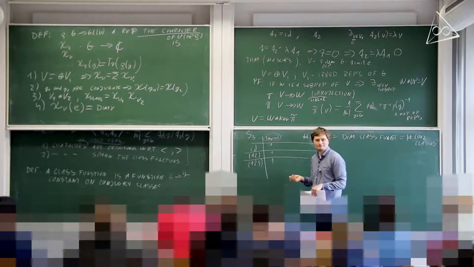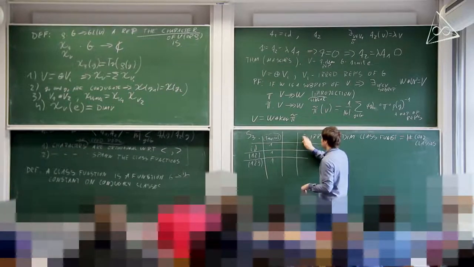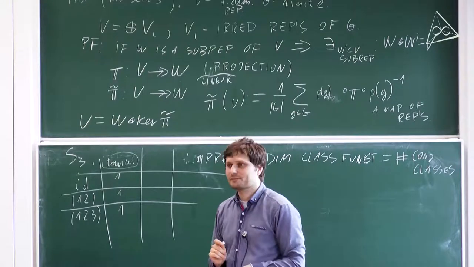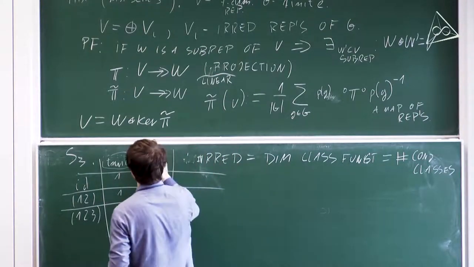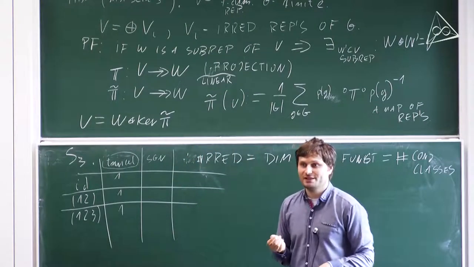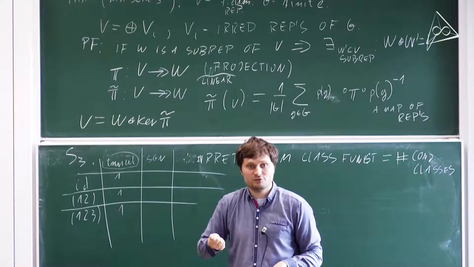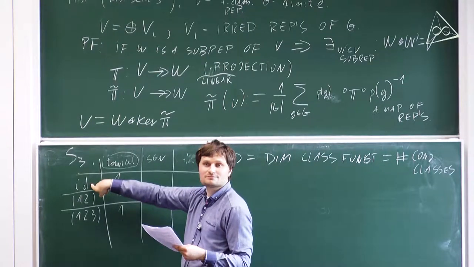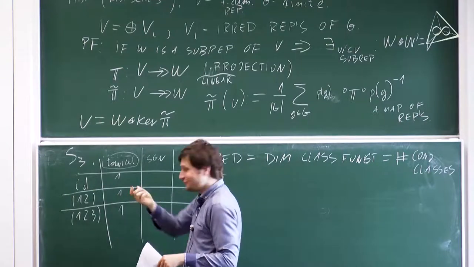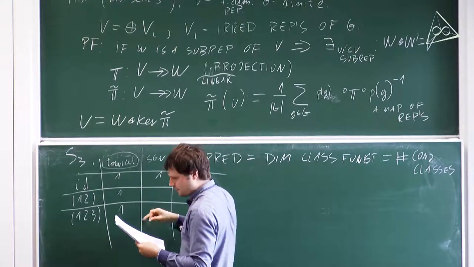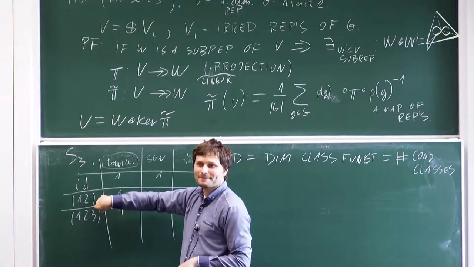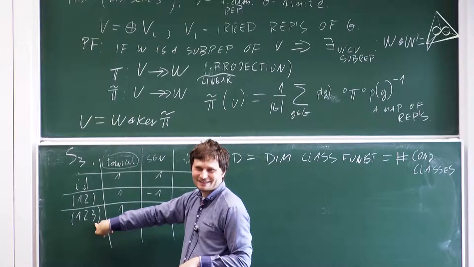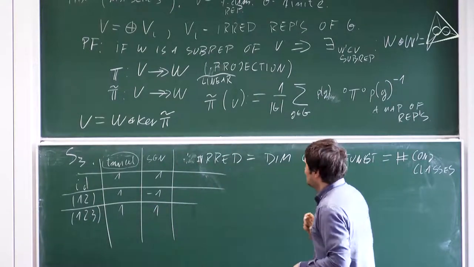But okay, yes? Now there are two more irreducible representations. One is still very easy, and you know it: the sign representation. This is still a one-dimensional representation, and we act on a vector by the sign of a permutation. So what's the sign of this permutation? Yeah? Well, that's one. Ah, okay, I switched. Okay, what's the sign of this permutation? Okay, what's the sign of this one? Yeah.